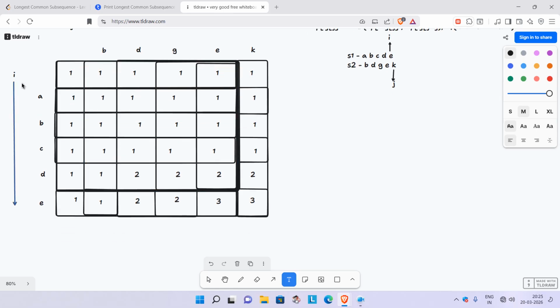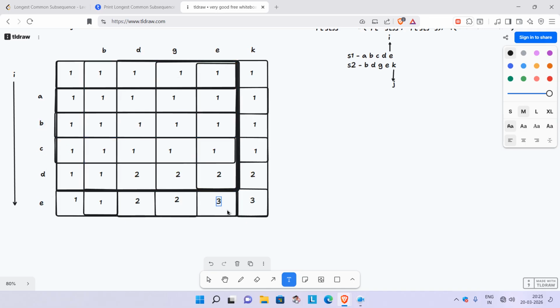So this is our s1 string, this is our s2 string, and this is the filling. Let's say if I'm talking about this 3, it means till this index i and till this index j, the length of the longest common subsequence is 3. So if I stand there, till there we have b, d and e, and here again BDE.